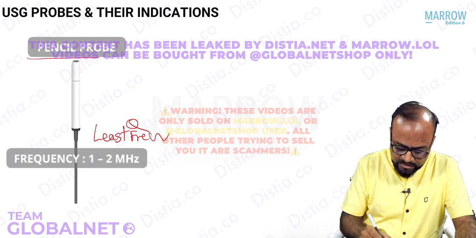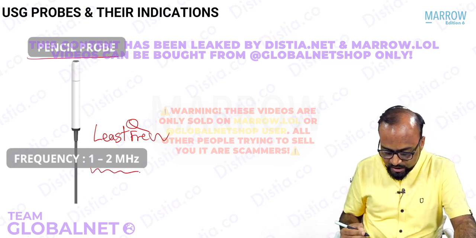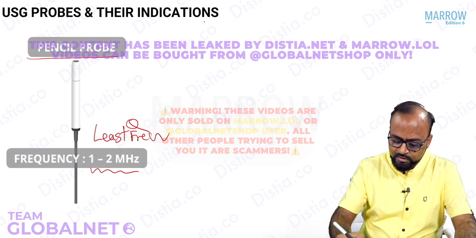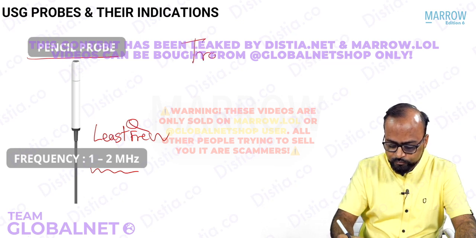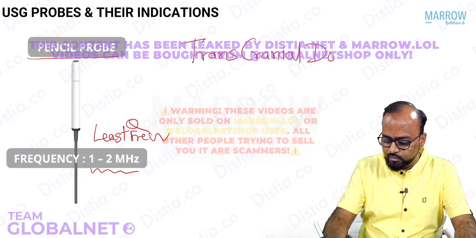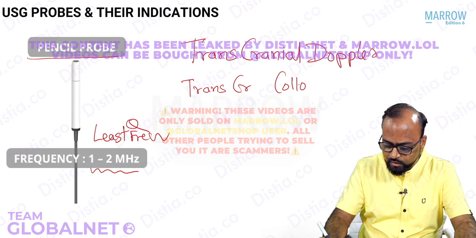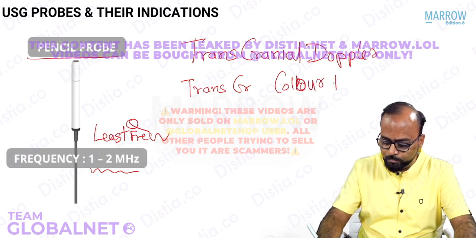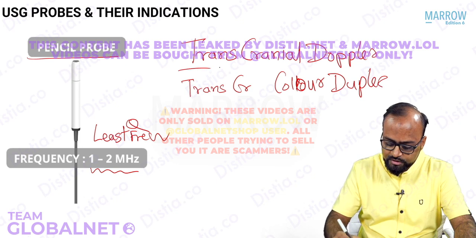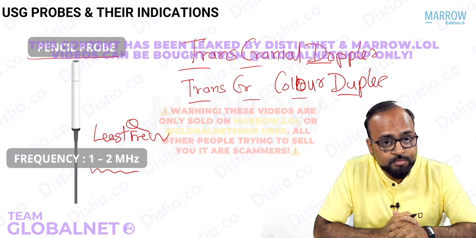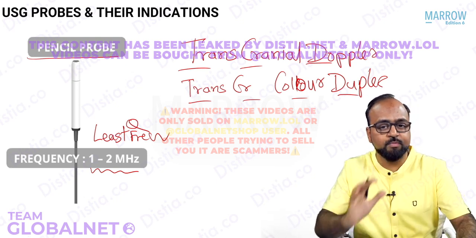is called the pencil probe. It has a frequency of around 1 to 2 megahertz because it is like a pencil, like a pen, right? So it can be held in between the two fingers, very small probe. This is used for a technique which is called transcranial Doppler or transcranial color duplex imaging. So TCD or TCCD or TCCS scan. So it is used basically for transcranial Doppler or transcranial color duplex imaging.